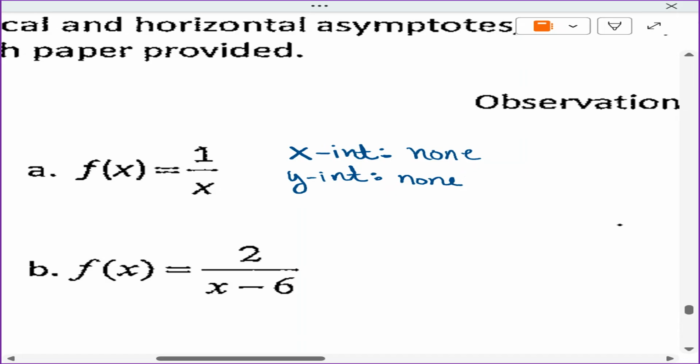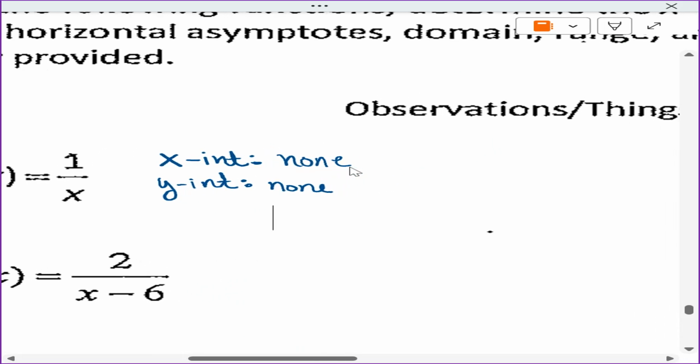Okay, let's talk about holes. Holes are things that put a 0 in the denominator. If we were to look at our table of values, you see that it's undefined when x equals 0. So it's undefined when x equals 0, but it never crosses the y-axis, right? So there is no hole.